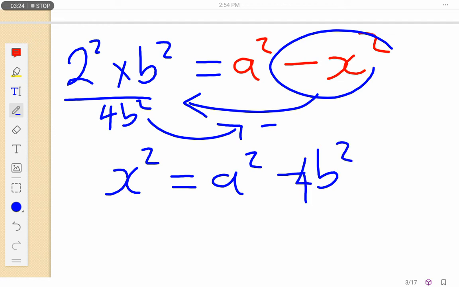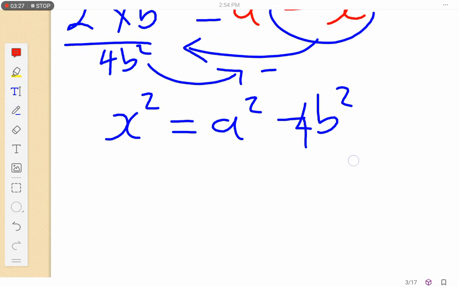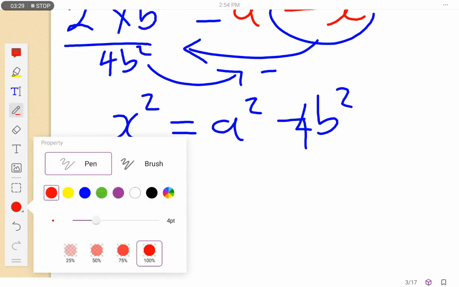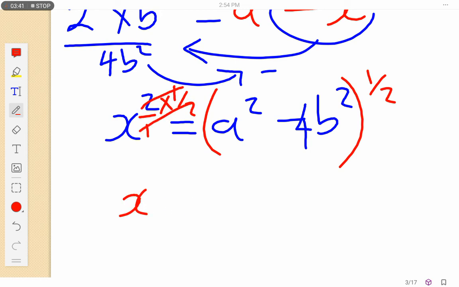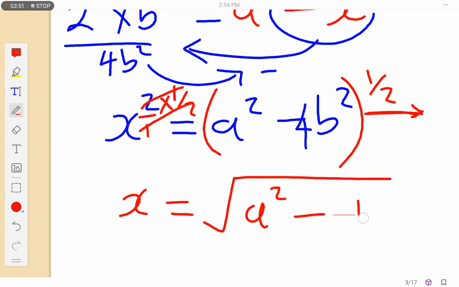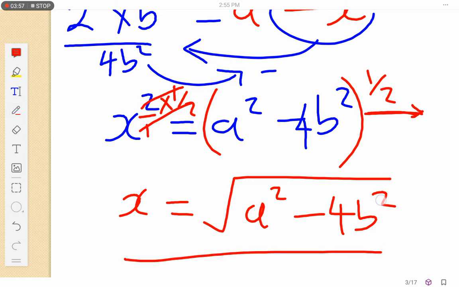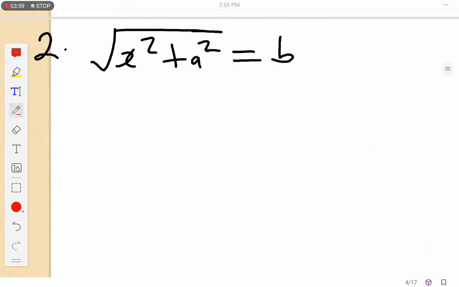4b squared, like that. Then to get our x, we have here 2 over 1. We multiply by 1 over 2. So we are going to multiply even this side by 1 over 2. So this side, they will cancel off each other and we get our x is equal to, when we have a number to the power of half, we said it is the same as the square root. So we say it's the square root of a squared minus 4b squared, like that. So this becomes our final answer there. Let's move on to another question.